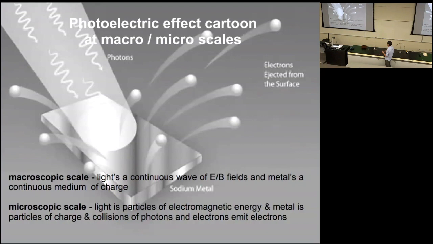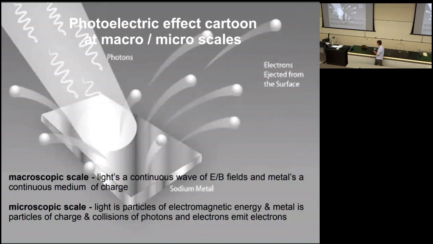This is just a graphic. I don't really know the great point of it, but I put it in here. It's a graphic of the photoelectric effect. Here's the metal, this block of material, sodium metal. Here's the beam of light. The classical macroscopic view is that the beam of light is a wave of electromagnetic fields. The metal is sort of some continuous, smooth container of electrical charge.